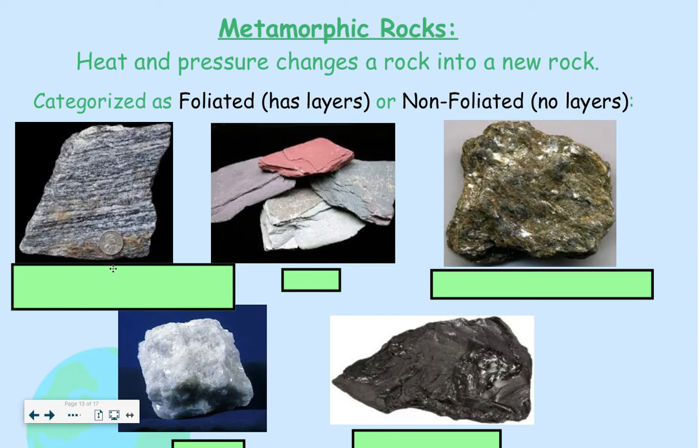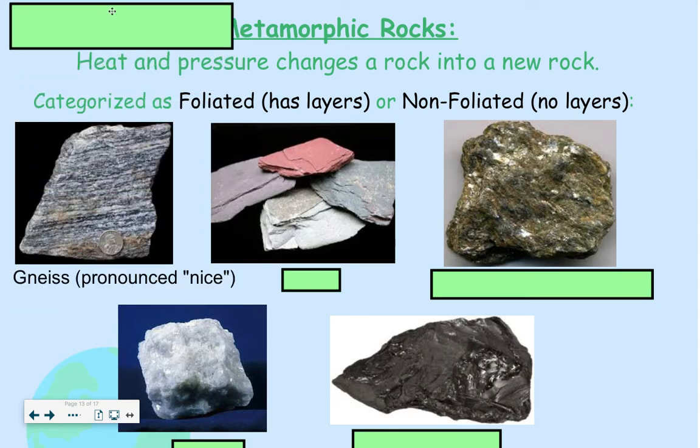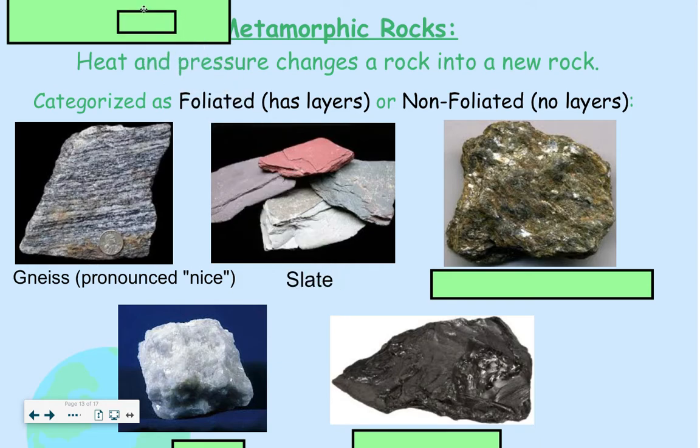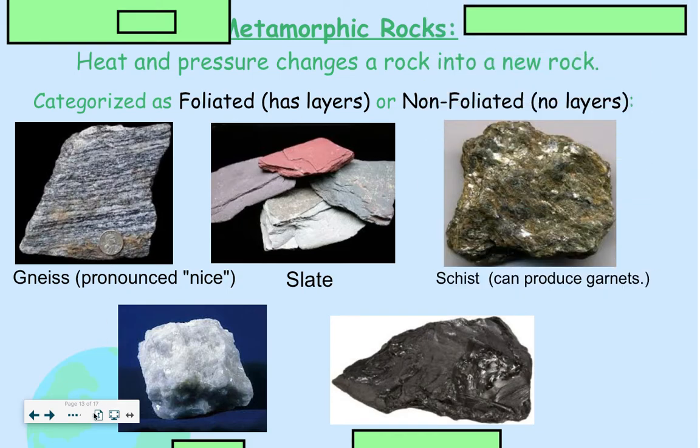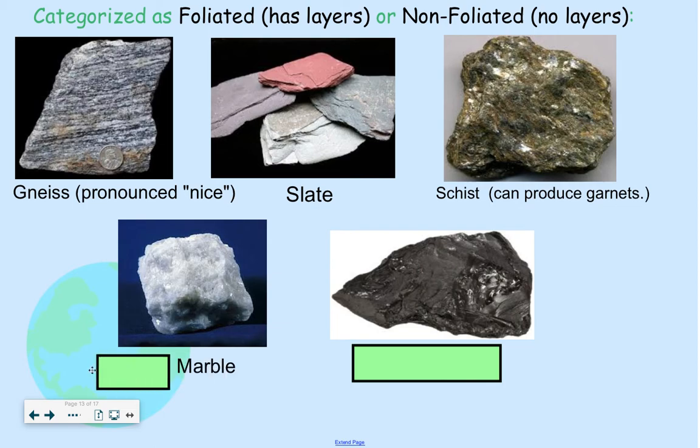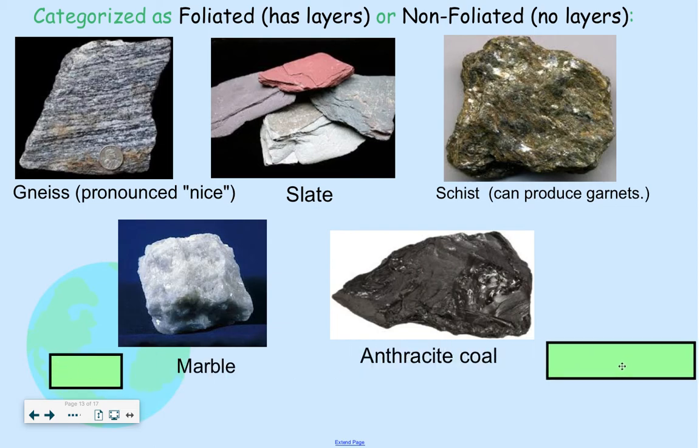Your first foliated rock we're going to learn about is gneiss. There is a G in it, but it's a silent G. The next rock here that is layered and is used a lot in building is slate. This glittery rock here is called schist. The white rock is marble, and the black rock is another type of coal called anthracite coal. Again, the first 3 are foliated, and the bottom 2 are not foliated.